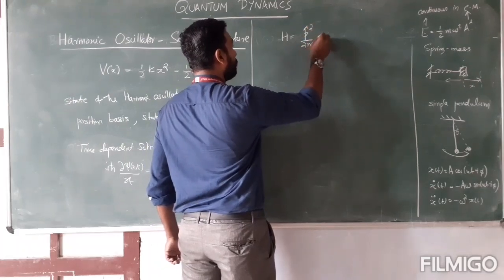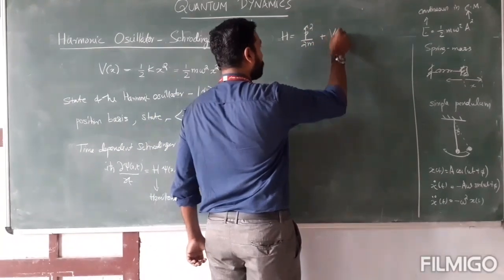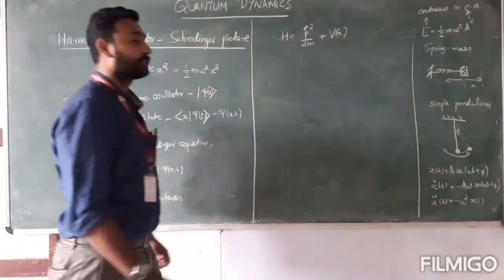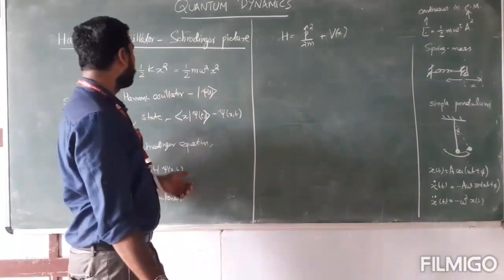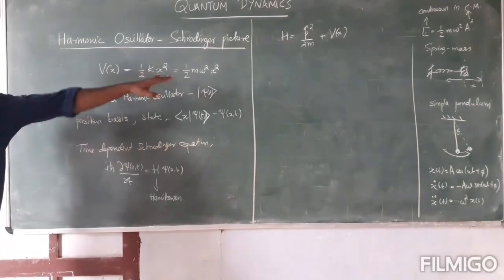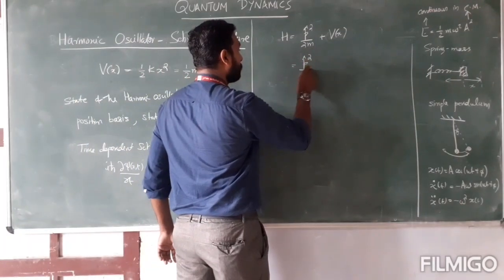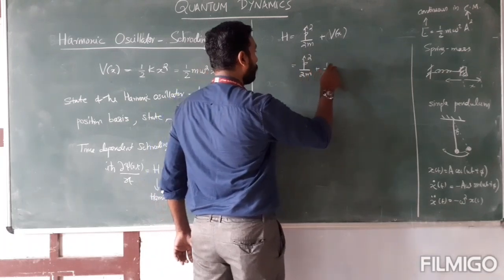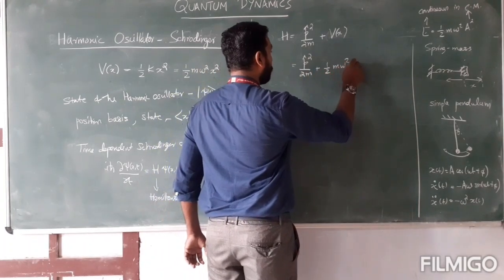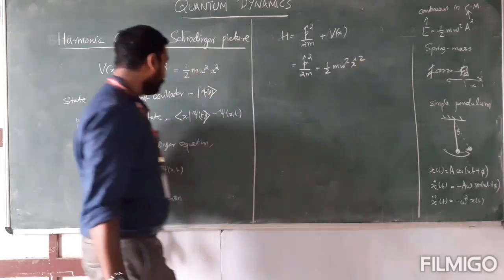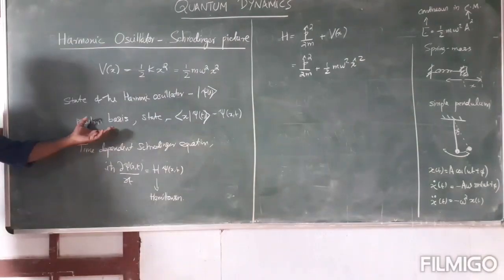It has two parts, the kinetic energy part and the potential energy part. So p²/2m plus V(x), and the V(x) we already know for the harmonic oscillator, which is ½mω²x². So this becomes p²/2m plus ½mω²x². Now remember, we are using the position basis representation.